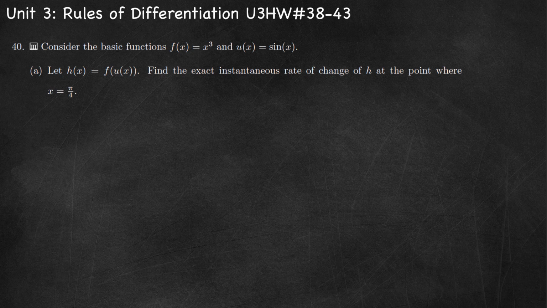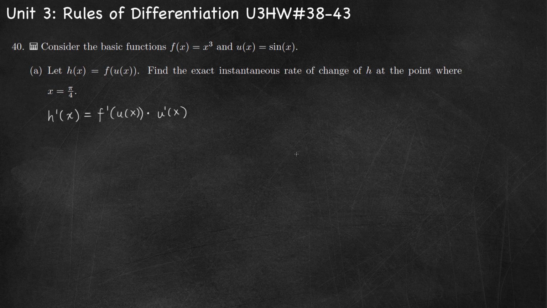Number 40, consider the basic functions f of x equals x cubed and u of x equals sine of x. Let h of x equal f of u of x. Find the exact instantaneous rate of change of h at the point where x equals pi over 4. So the instantaneous rate of change of h is h prime of x. And to find that, we're going to take the derivative of h of x. H is a composite function. It's f of stuff. So the derivative of h is f prime of the stuff times the derivative of the stuff, u prime of x.